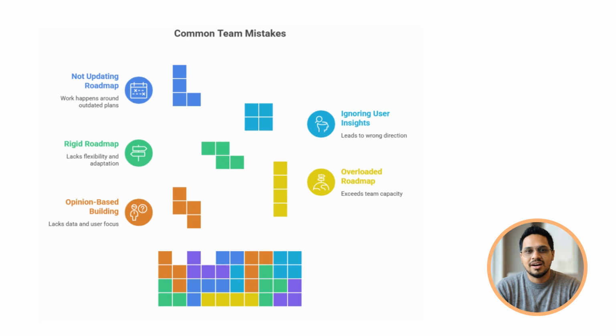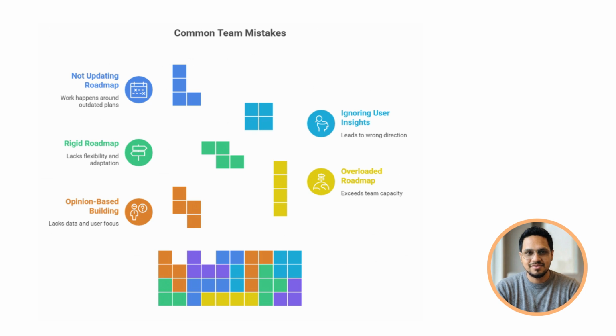Now, let's talk about the common mistakes teams make. Number 1 is building based on opinions only. Number 2 is to overload the roadmap. This means prioritizing more than capacity. Mistake number 3 is the rigid roadmap with no flexibility.